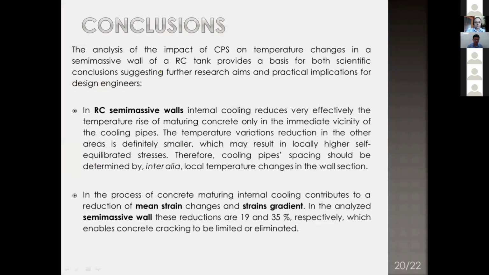So let's go to the conclusions. The first one: in reinforced semi-massive walls, internal cooling reduces very effectively the temperature rise of maturing concrete only in the immediate vicinity of the cooling pipes. The temperature variation reduction in the other areas is definitely smaller, which might result in locally higher self-equilibrated stresses. Such a situation didn't appear in our case. However, we know that such a case could take place. The cooling pipe spacing should be determined by inter-area local temperature changes in the wall section.